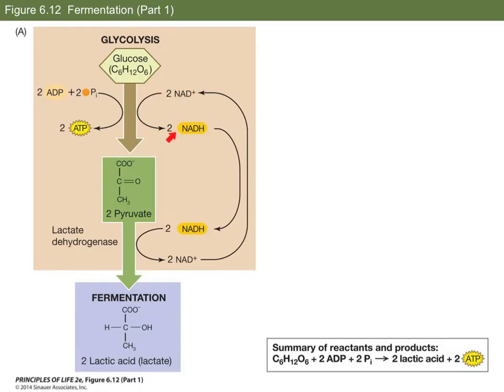That way it can be available to be reduced to NADH. So what organisms do is they take that pyruvate and use an enzyme to convert it into lactic acid. By converting that pyruvate into lactic acid, it can take the electrons away from NADH, oxidizing it back to NAD+. Then the NAD+ can come back to glycolysis and allow glycolysis to continue to produce that ATP.